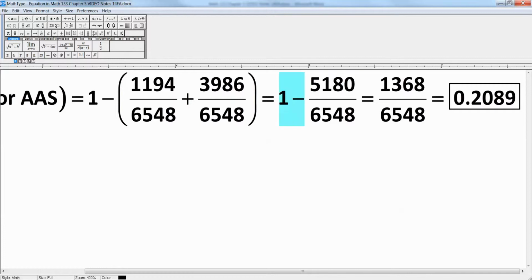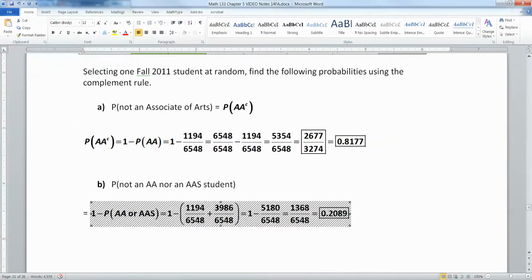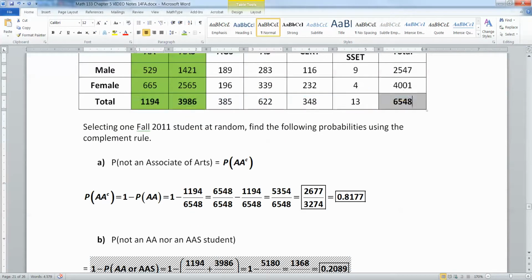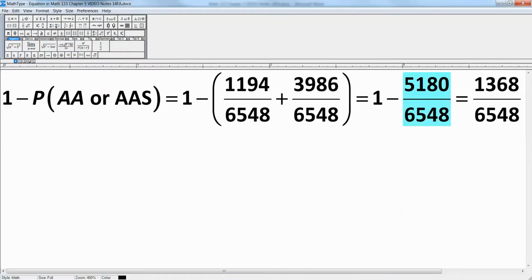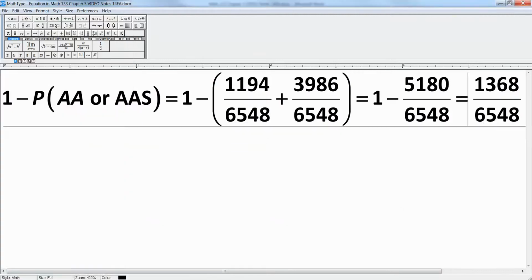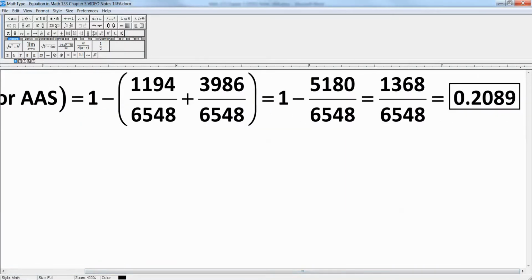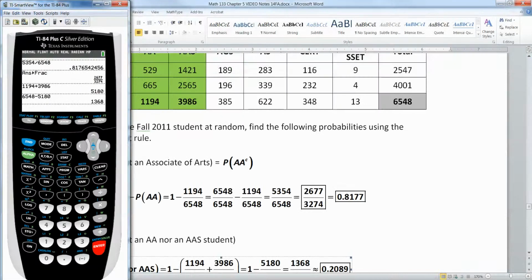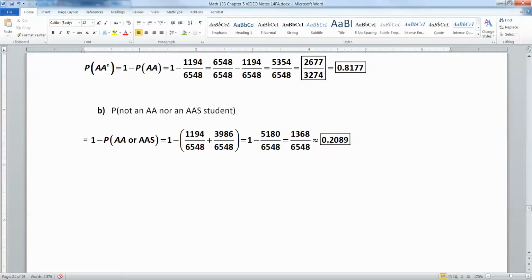Then I want to take it away from 1, but remember that means you really end up subtracting from 6548. Because if you look at the table, all these numbers here have to add up to 6548. So if you take the green ones away, you'll have what the white ones add up to, right? So that would make 5180 over 6548. And then if I just take 6548, take away 5180, I'll have 1368. And then if you divide that by 6548, you get about 0.2089. And there we go. We're done with that section.